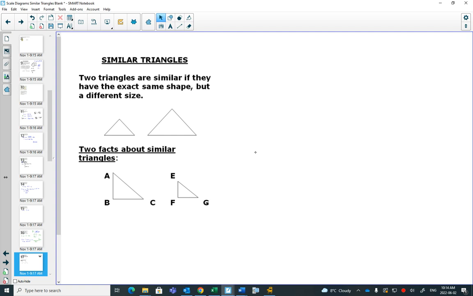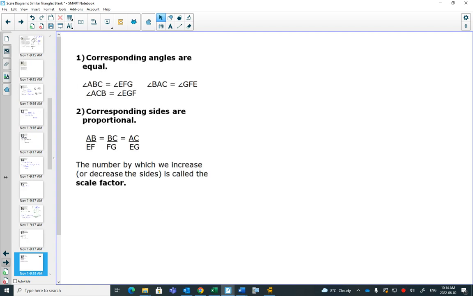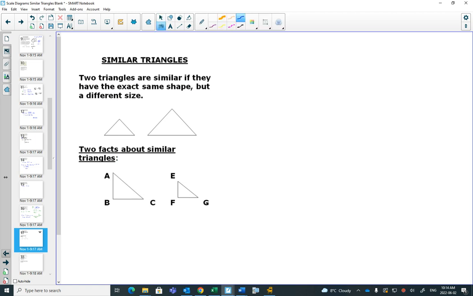Fact number one, does it make sense that the angles are the same? If this was a 90-degree triangle and you made it smaller, does it make sense that that still would be a 90-degree angle triangle? And this angle, whatever angle this is right here, will still be the same on this one when it's smaller. And same thing here with this one.